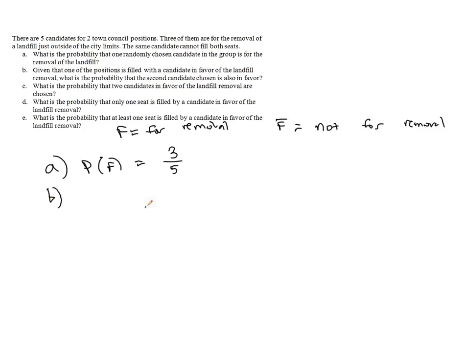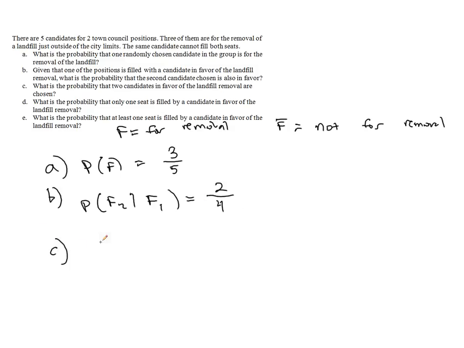In letter B, given that one of the positions is filled with a candidate in favor, we'll call that seat 1, with a little subscript. What is the probability that the second candidate chosen is also in favor? Well, if the first candidate was already chosen, there are 4 people left to choose from. Since the person chosen was in favor, there are now only 2 candidates left who are also in favor. So there are 2 out of 4 people left who are in favor of the removal of the landfill.